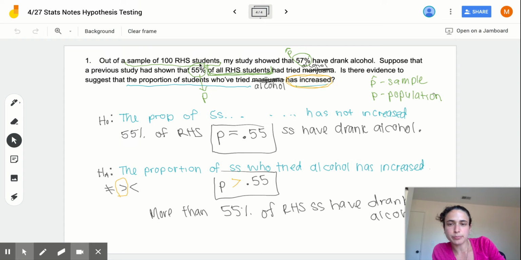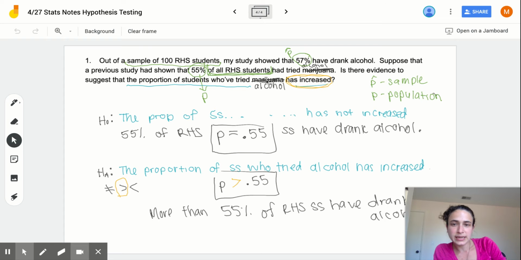So it says, out of a sample of 100 students, my study showed that 57% drank alcohol. Okay, that number right away is P hat because it's talking about the sample of 100 students. If you keep reading, it says, suppose that a previous study had shown that 55% of all RHS students, meaning the whole population, have tried alcohol. So that's going to be your regular P. Is there evidence to suggest the proportion of students who've tried alcohol has increased? There's your key word right there, has increased, okay?